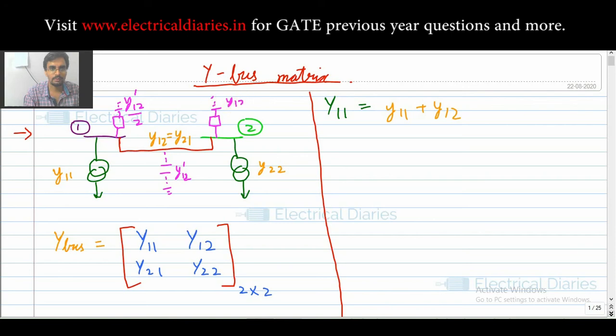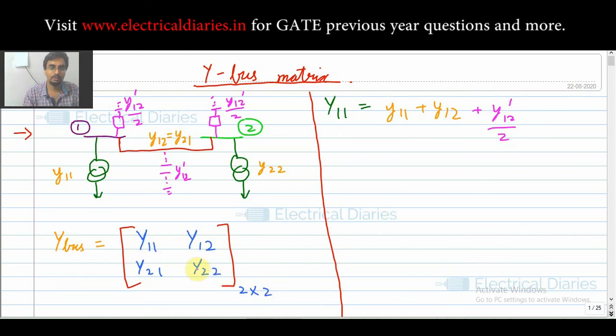y12 dash by 2. So I have told you that Y11 is the sum of all the admittances connected to bus 1. To bus 1, this y11 is connected, this y12 is connected, and this y12 dash by 2 is connected. So your total Y11 will be y11 plus y12 plus y12 dash by 2. What you have to remember for the main diagonal elements, that is Y11, Y22: here it is a 2 bus power system, so there are only 2 main diagonal elements. If it was a 3 bus power system, then Y11, Y22 and Y33 would also be there.